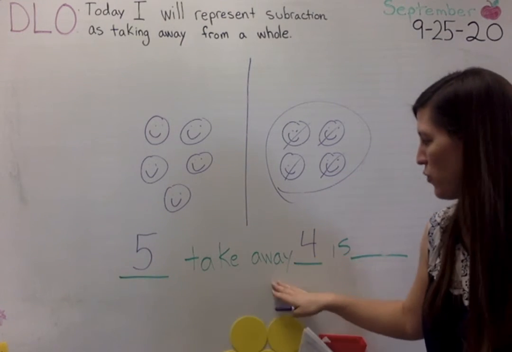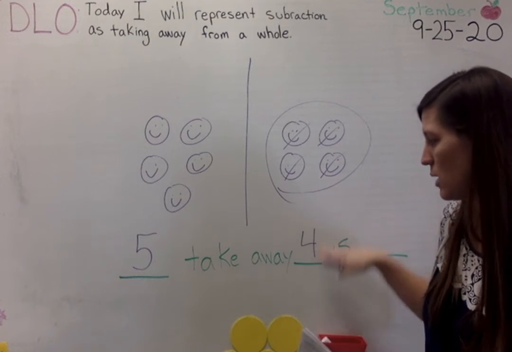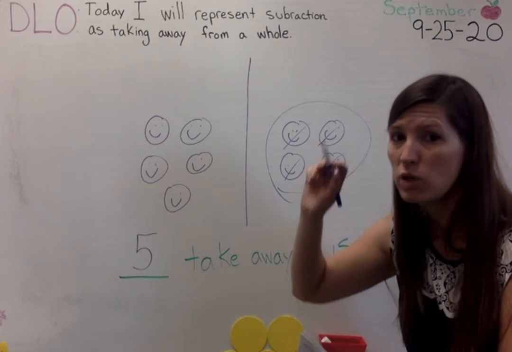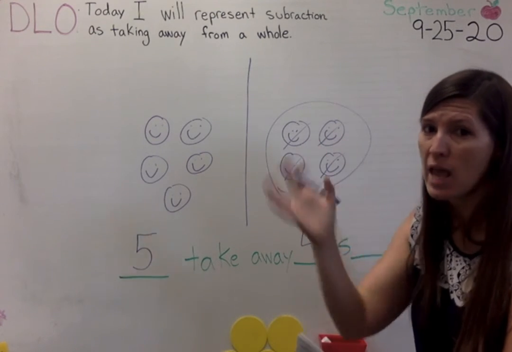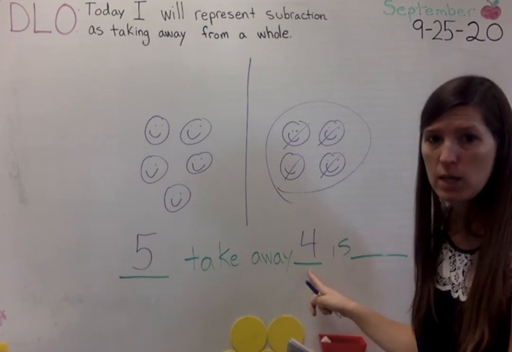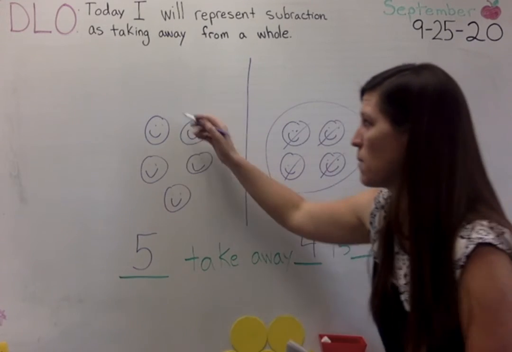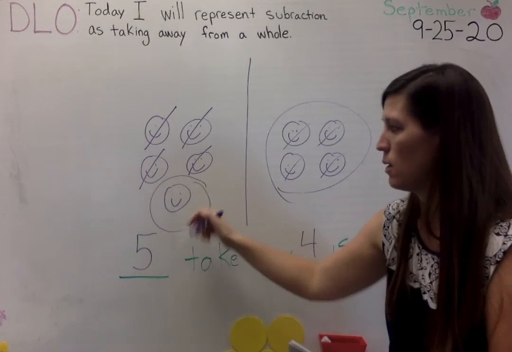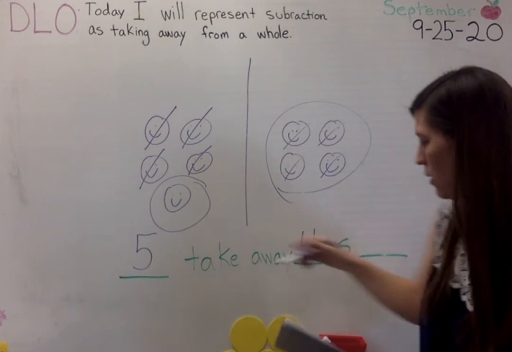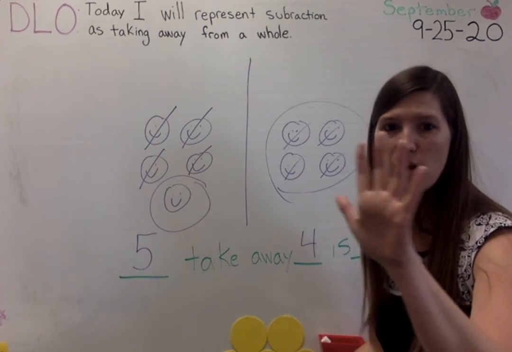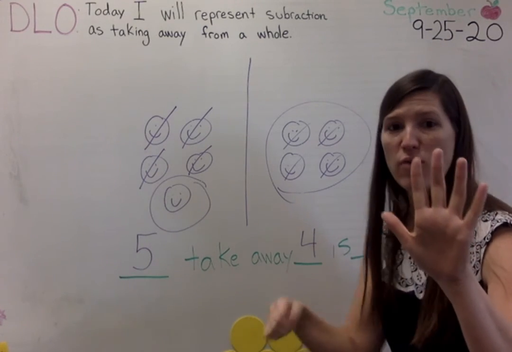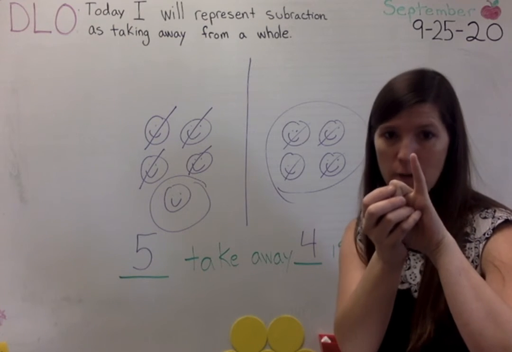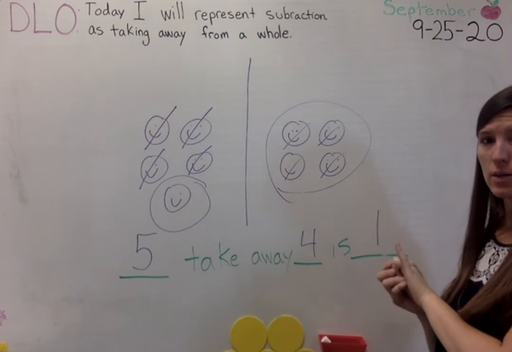5, take away 4. Because I counted 4 on this side. So now I need to take this 4 and cross them out on this side. Crossing out is a really good strategy to make sure that you're taking them away. How many are we taking away? 4. Count with me. 1, 2, 3, 4. How many are left? 1. Show me 5 fingers. Take away 4 fingers. 1, 2, 3, 4. How many are left? 1. That's our difference.